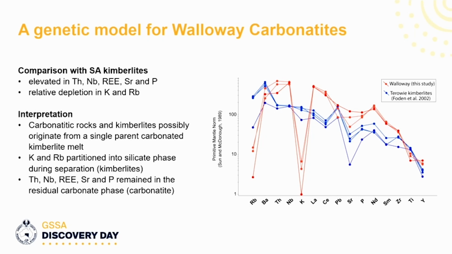So an interpretation that can explain these trends is that the kimberlites and the carbonatite rocks that we have at Walloway have originated from a single parent carbonated kimberlite melt. As that kimberlite has intruded, we've had separation of the silicate phase and the carbonatite phase sometime along that journey. During that separation, the potassium and the rubidium partitioned into the silicate phase, which then went on to form the kimberlites, whereas the other elements remained within the residual carbonate phase, going on to form the carbonatitic rocks we have at Walloway.